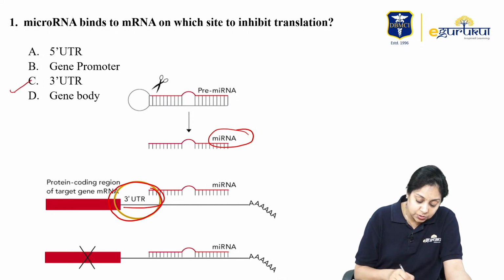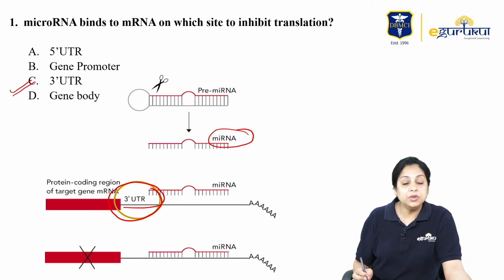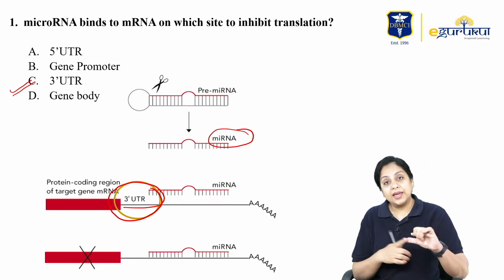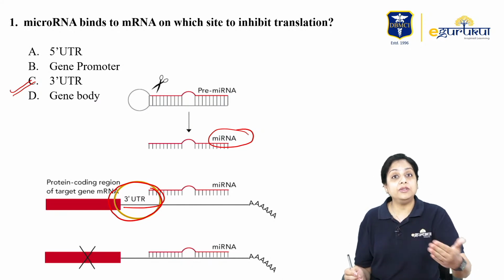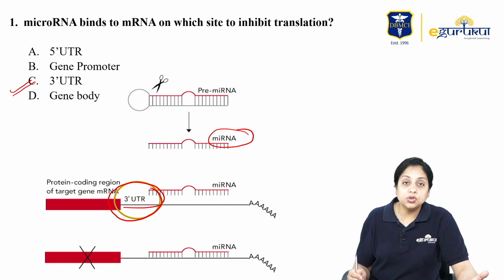Okay, so the answer to this is choice C, 3' UTR. But I have told you dicer, exportin, the RISC complex. You should be very familiar with the names also. They may ask you these things also.